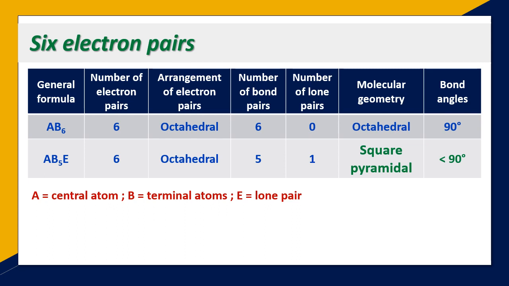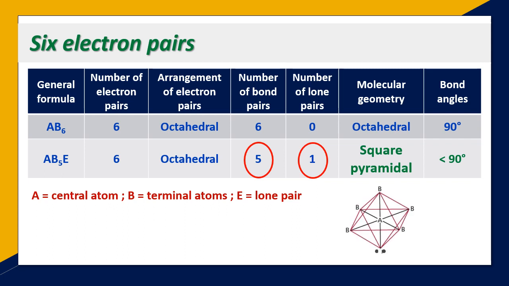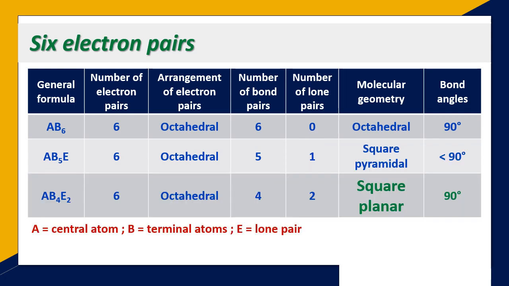For a central atom of a molecule with 6 electron pairs, when having 5 bonding pairs and 1 lone pair, it will produce a molecular geometry of square pyramidal. The bond angle between the bond pairs is less than 90 degrees. For a central atom of a molecule with 6 electron pairs that has 4 bond pairs and 2 lone pairs, it will produce a molecular geometry of square planar. The bond angle between the bond pairs is 90 degrees.